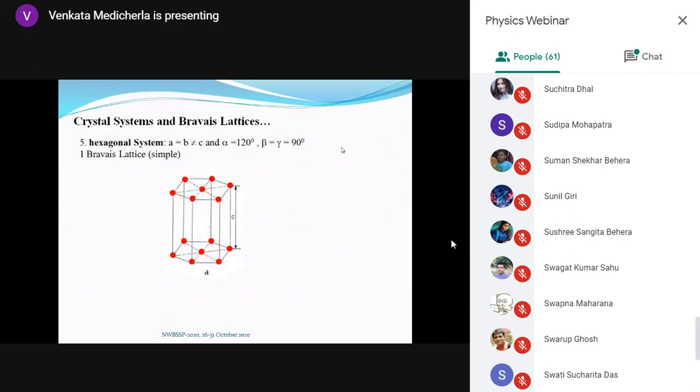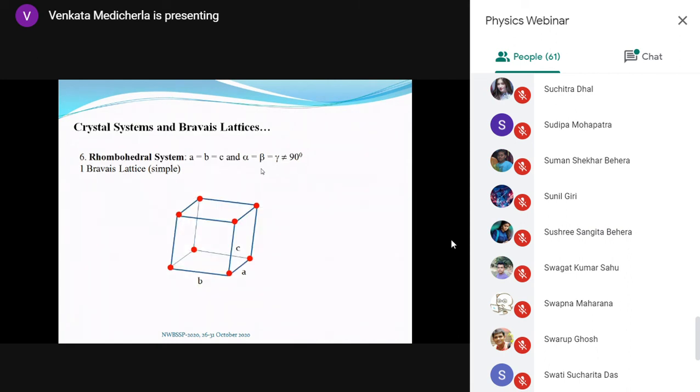Then you have the hexagonal system. A is equal to B, not equal to C, and alpha is equal to 120 degrees, beta is equal to gamma is equal to 90 degrees. So this is called the hexagonal system. Only the simple hexagonal Bravais lattice is possible. But people might think that hexagonal close-packed is there. People must have heard of the hexagonal HCP lattice, but that's not a Bravais lattice. That's why it doesn't come here. Why is it studied? Because many elements crystallize in the HCP structure. We'll discuss the HCP lattice thoroughly later, but that's a non-Bravais lattice.